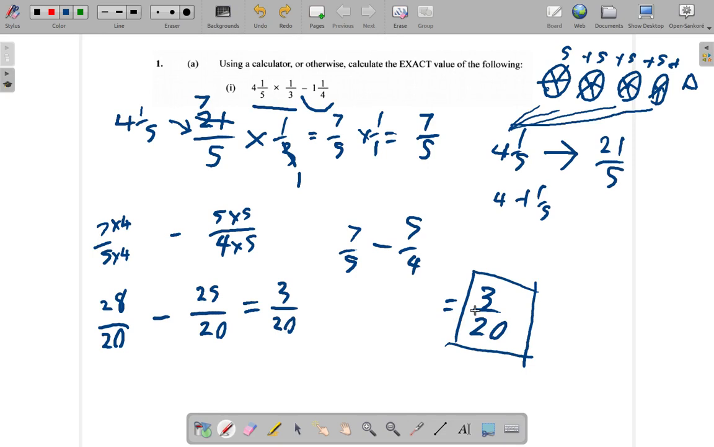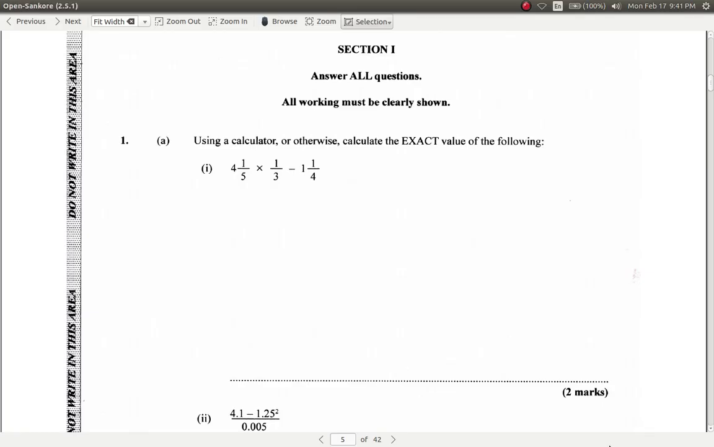So we still have our 3/20. But anyway, it's just a matter of playing around with that part of the question. And then what we'll do is move on to the next part of question 1 next time. So I'll see you then.